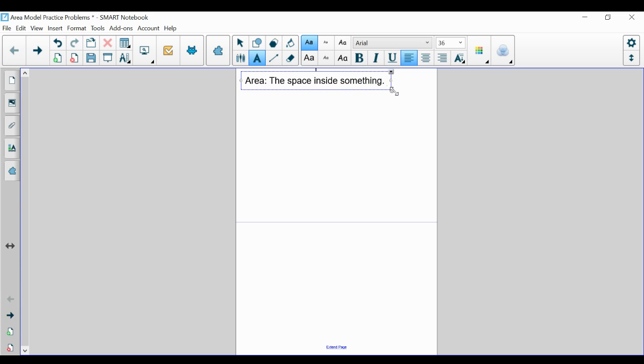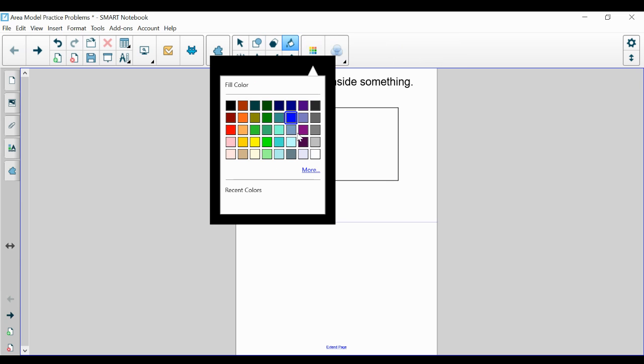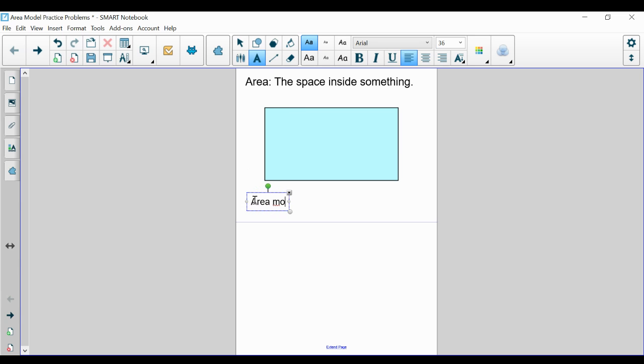So we've done a lot of problems together so far this year. We've talked about the space inside something. Like we talked about Mr. Kenny and Miss Coyle's classroom. We wanted to find the area of their classroom. Like let's say this is their classroom carpet. The area is all this space inside here. Okay, that's the area.